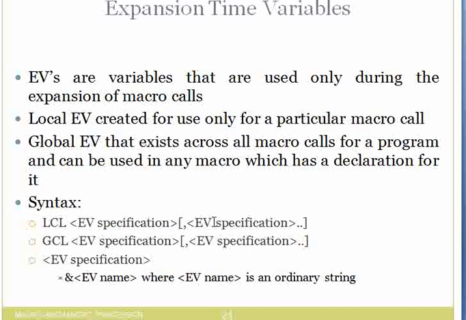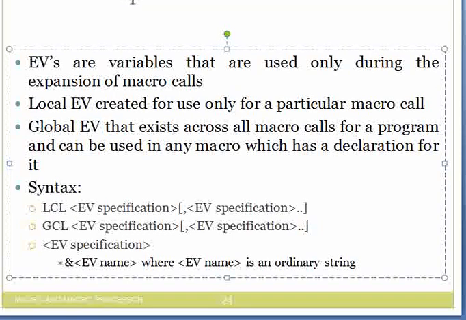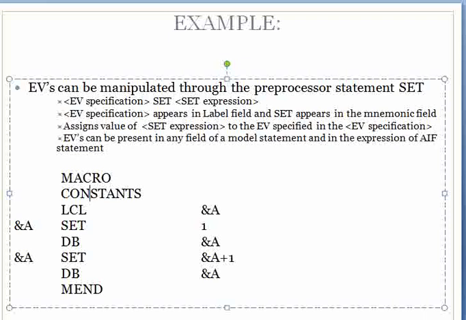Square brackets mean optional. The other kind, which is global in nature, can be declared using the syntax GBL followed by the EV specification. Again, we write an ampersand followed by the name, where the name is an ordinary string. This is how we can write expansion time variables. These are advanced macro facilities used when we want a particular line within a macro to be repeated multiple times during expansion.